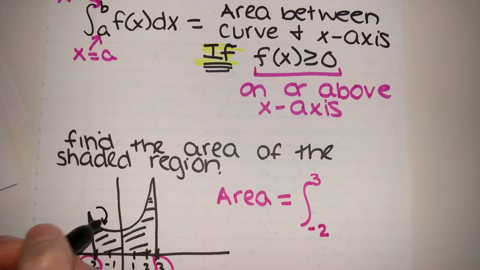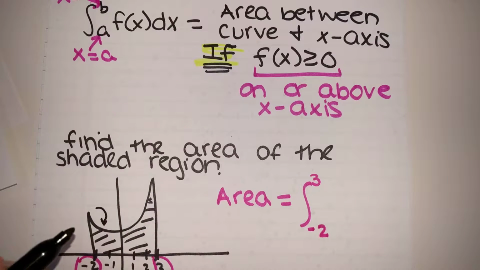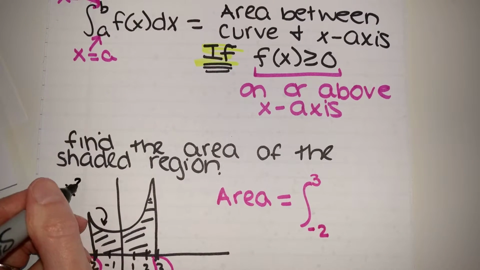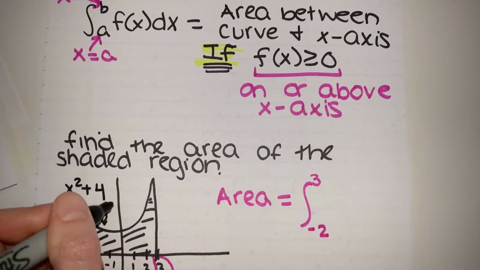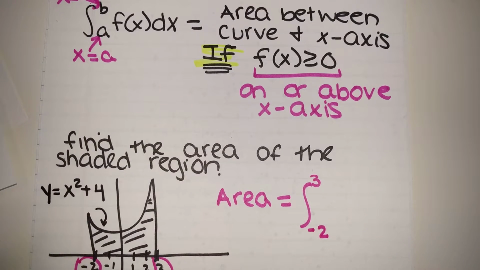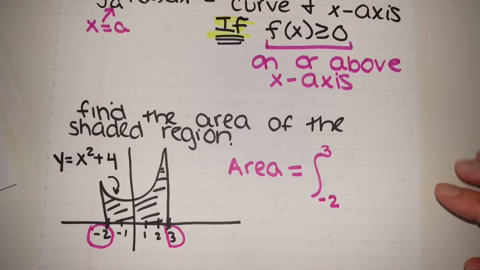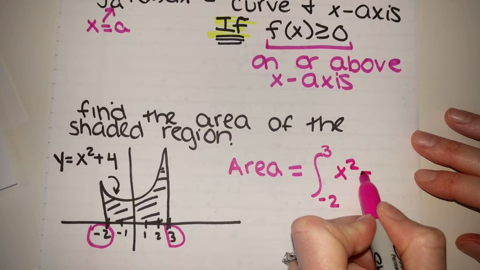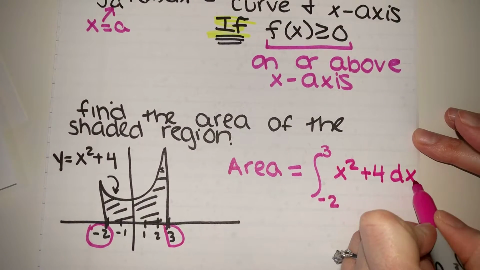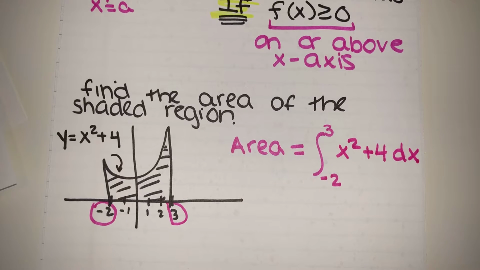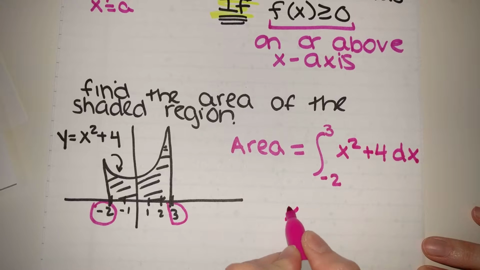They have to give you a definition for what this curve is. And so off to the side, you might see that it says something like x squared plus 4 is equal to y. And so that function definition becomes our integrand. So we will have x squared plus 4 as the integrand, dx. So once you have it set up, then you just need to integrate. And so integrating here, I would have x to the third over 3.